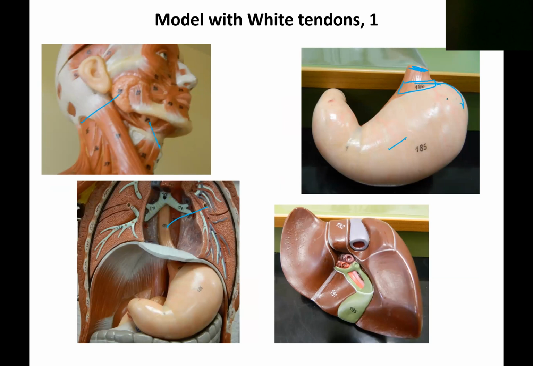the fundus of the stomach, body of the stomach, pyloric stomach, caudate lobe of the liver, left lobe of the liver, right lobe of the liver, quadrate lobe of the liver, gallbladder, cystic duct. I'm not sure why that's there. But that should be the common bile duct.